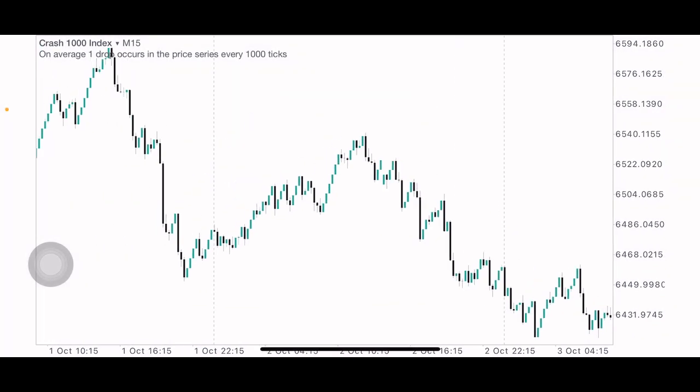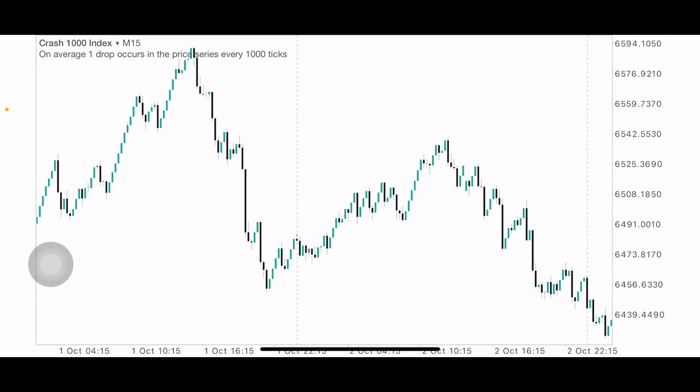Now, like the name implies, trend line, you only use this in a trending market. That is the number one rule. You only use the trend line in a trending market.